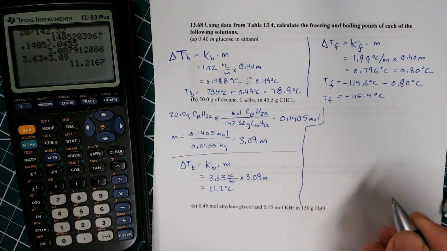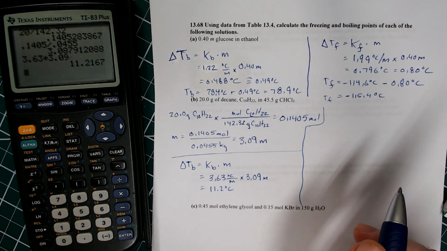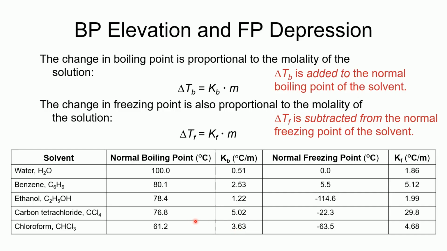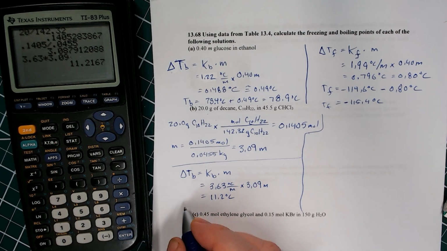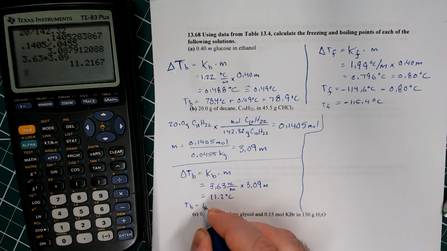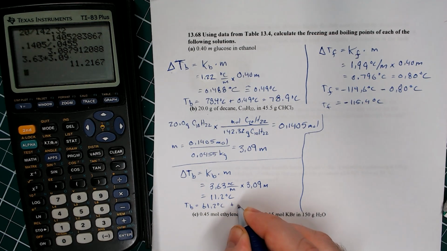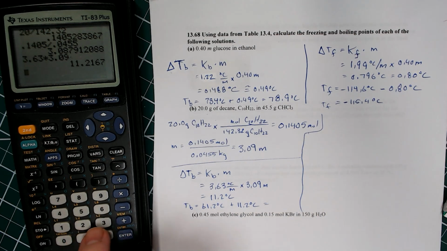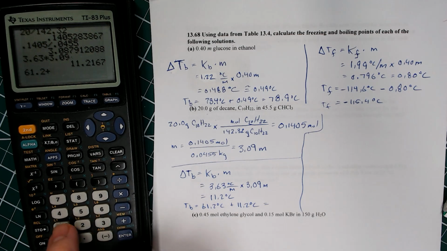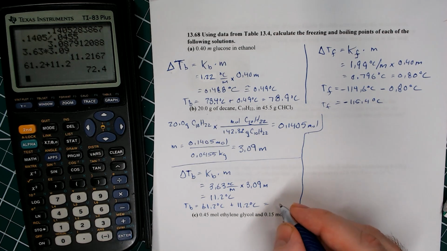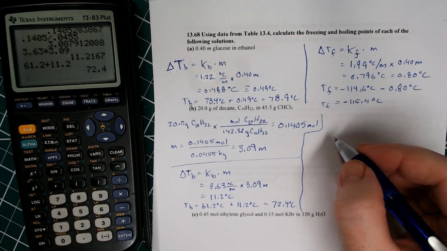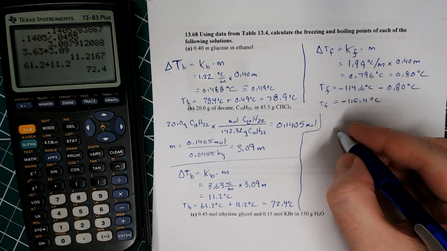So 11.2 degrees Celsius. Since this is delta TB, we want to add that to the normal boiling point of chloroform. So we're going to go back to the list over here. We'll see our normal boiling point of chloroform is 61.2. So TB is going to be 61.2 degrees Celsius plus 11.2 degrees Celsius. All right, so 61.2 plus 11.2 gives us 72.4 degrees Celsius.